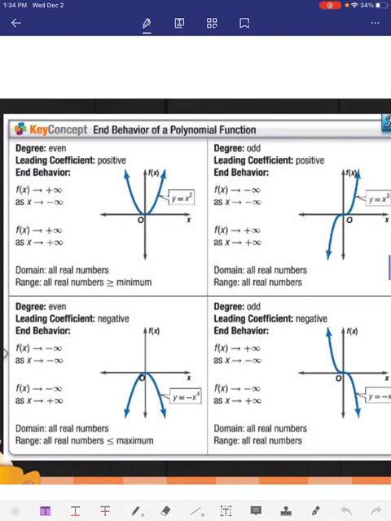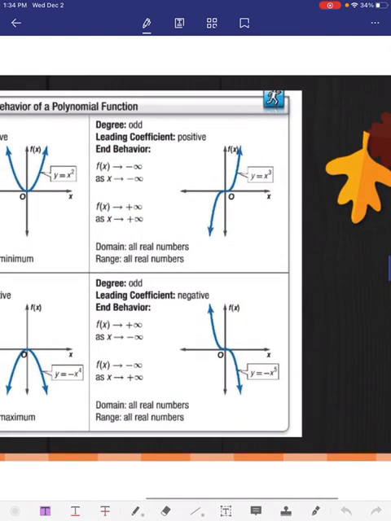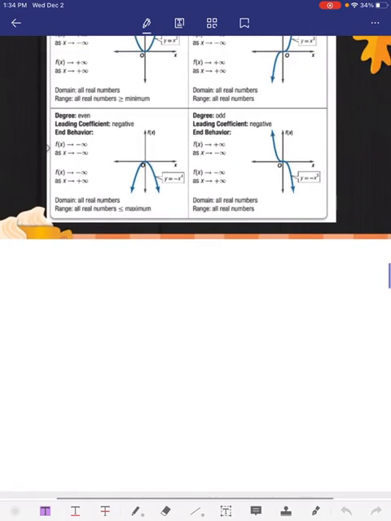And then basically we have the opposite on our third one. They're both pointing down. So both of my f of x's are going towards negative infinity. And then on our last one, it's basically the opposite of our graph above.